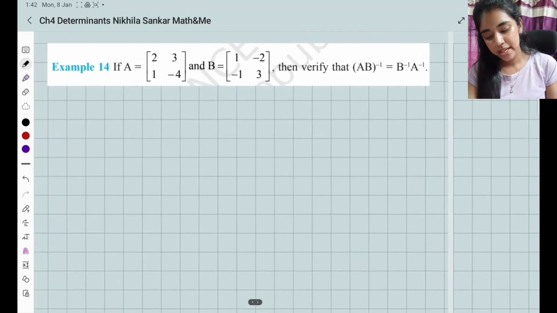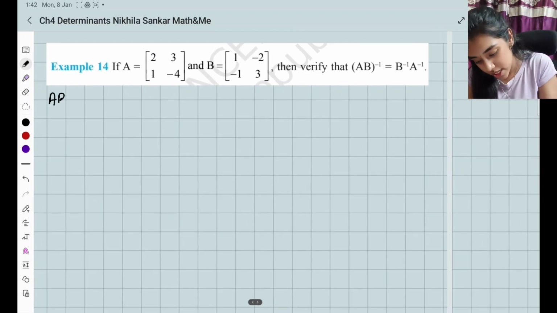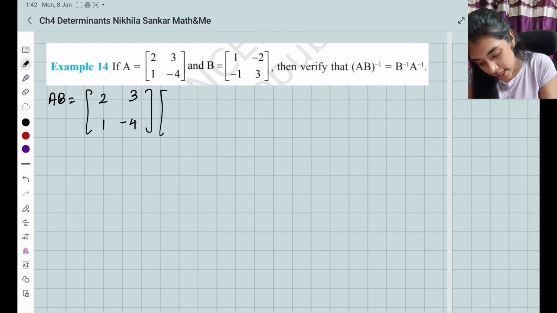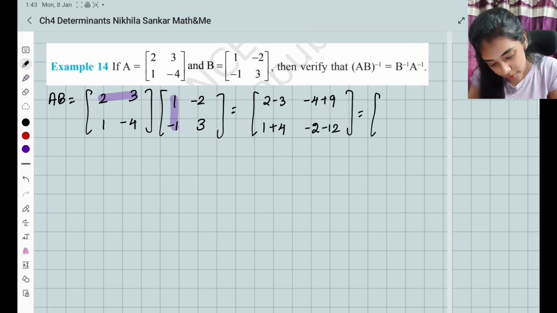Next example, AB is given, then verify that AB inverse is B inverse A inverse. So let me find out AB first. So I have AB equals, let me multiply 2 3, 1 minus 4 times 1 minus 2, minus 1 3. Write the question carefully. Okay, so first row and first column: 2 ones are 2 minus 3, then first row second column: minus 4 plus 9, then 1 plus 4, 1 minus of minus 4. Yeah? So 1 plus 4, then 1 into minus 2 is minus 2 minus 12. Okay, so this is going to be minus 1 5, 5 minus 14.